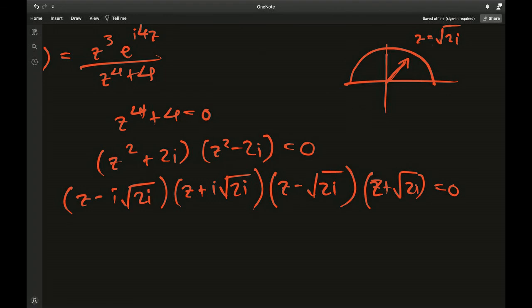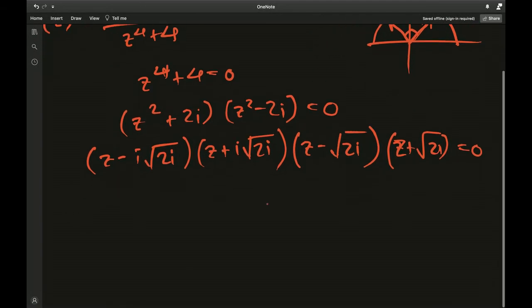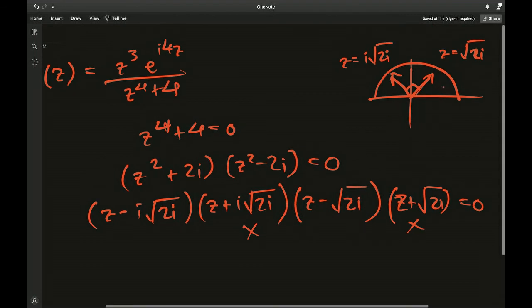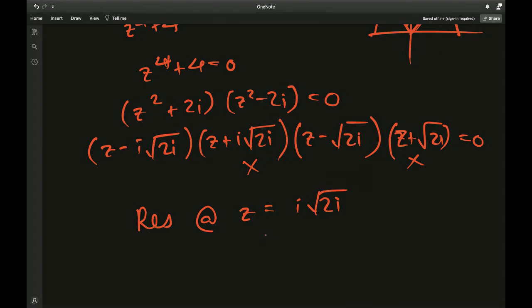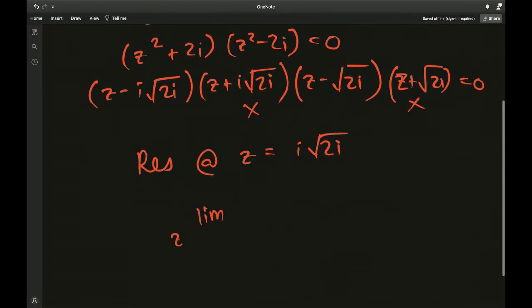When you multiply any complex number by i, you rotate that by 90 degrees. So 90-degree rotation of this guy, i times square root of 2i. So these two guys are inside the contour, so we need to consider both of them. Ignore the others, because they are negative. They'll be below, not inside the contour. So residue at z equals i times square root 2i. It's simple. What you do is you take the limit as z goes to i times square root 2i.